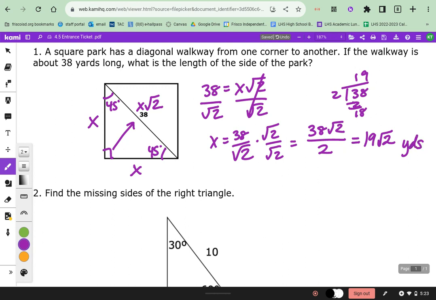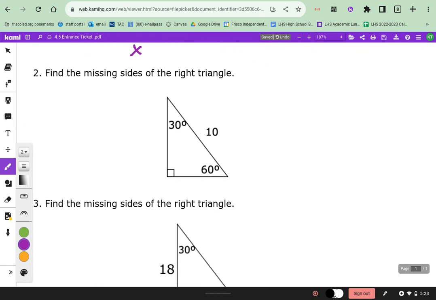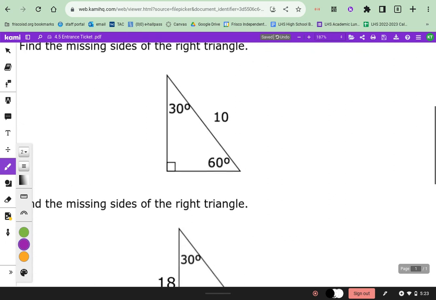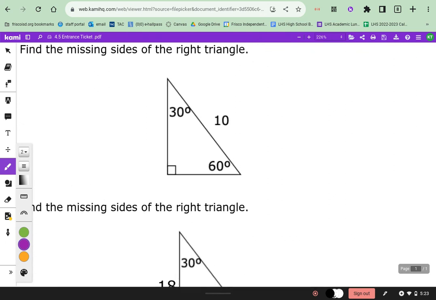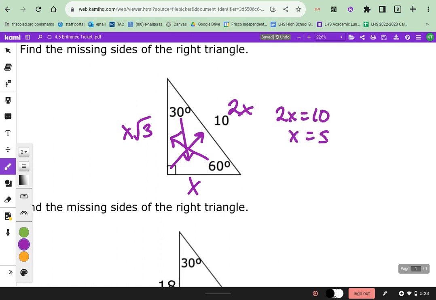Okay, next one. Step 2, find the missing sides of the right triangle. So this is a 30, 60, 90 triangle. Across from 30 is x. Across from 90 is 2x. Across from 60 is x root 3. So if I know that 2x equals 10, that means x is 5. So this bottom side is 5, and that means that this left side is 5 root 3.